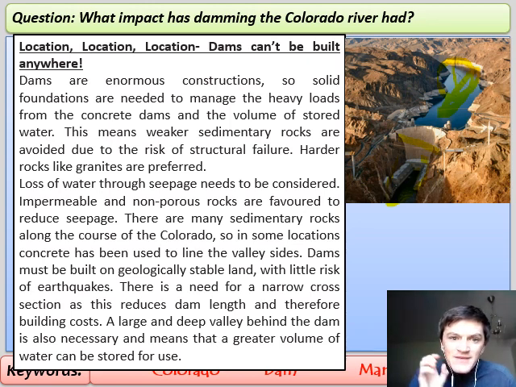Okay, so there are some of the things that you need for a dam to be built. You can't just stick one on any river. You need to think carefully about the geography for the different reasons.